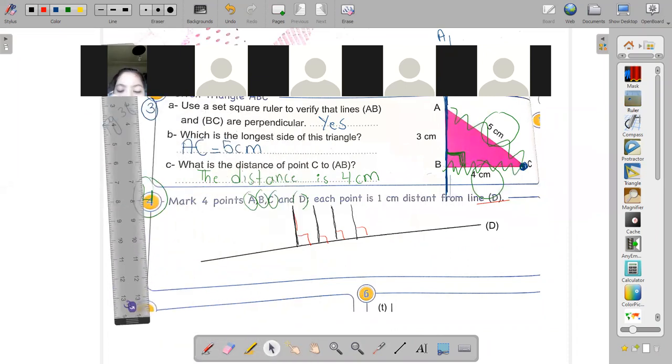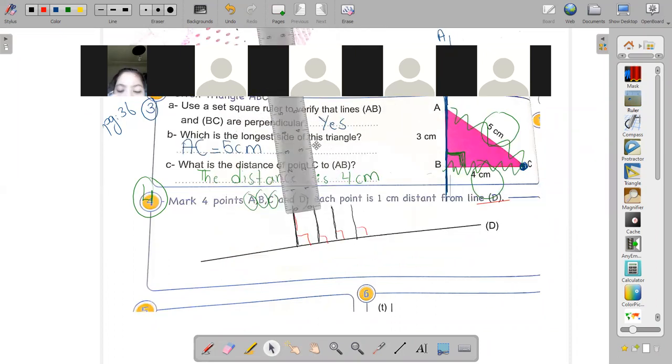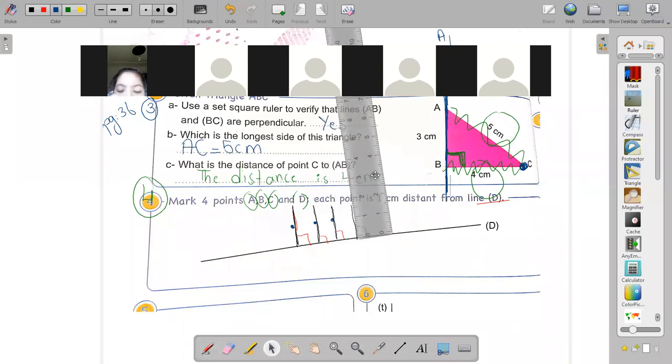Okay. So now bring the ruler, place the 0 centimeter on the line, then go up, and when you see one, place a point at one. This is one. Then move it slowly. Also, 0 centimeter on the line, place a point at one. Then move it again slowly, 0 on the line, also place a point at 1. Then also move it slowly, place a point at 1.